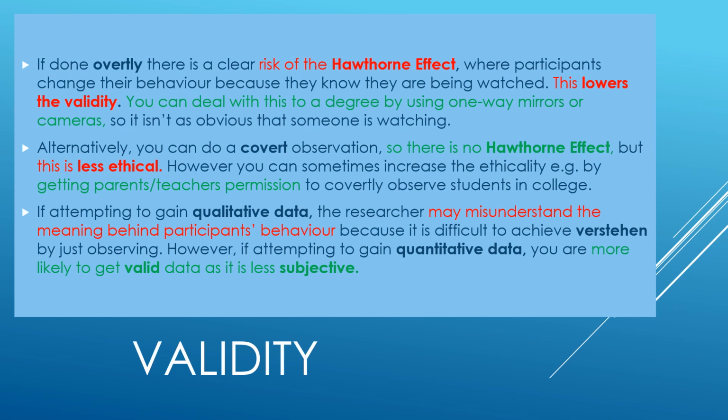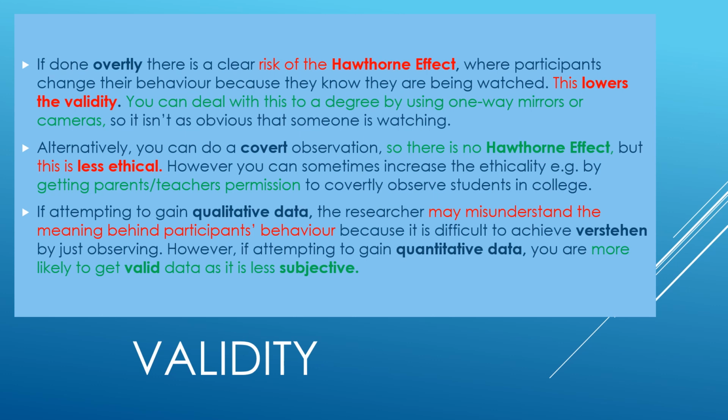Now, there's some things you can do to reduce it a little bit, but there's still going to be a Hawthorne effect if you're doing the overt observation. So using cameras does mean that you're not physically in the room, and that might lower the change in people's behavior, but they still know they're being watched because it's overt. They know they're being observed, they know there are cameras, so the chances are they're not going to behave in the same way that they would if it was covert.